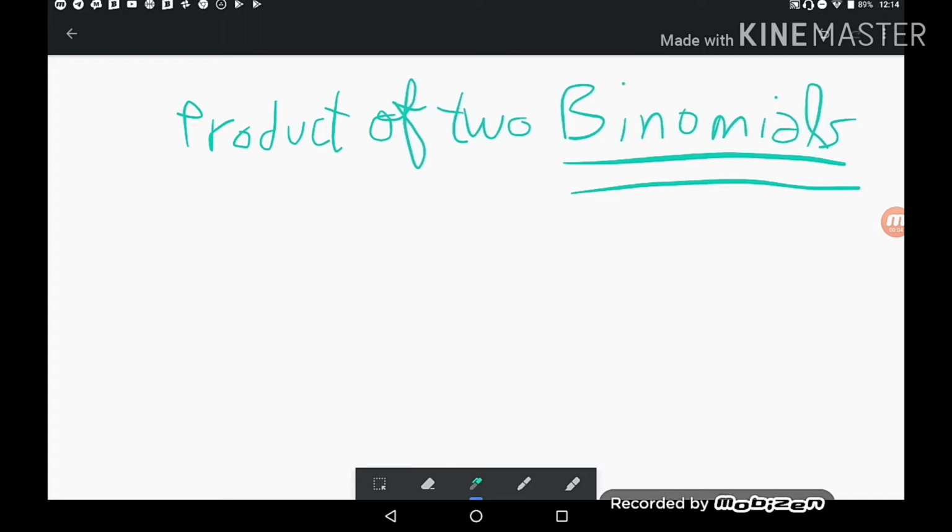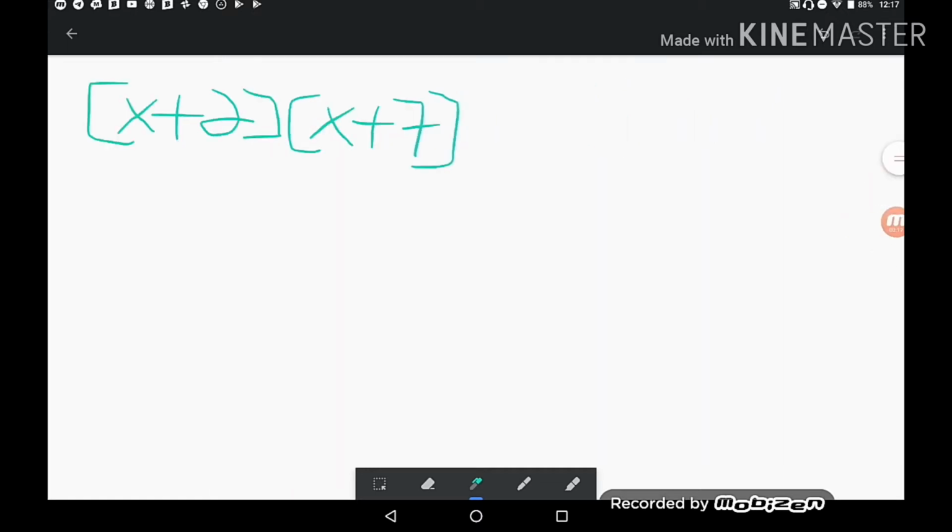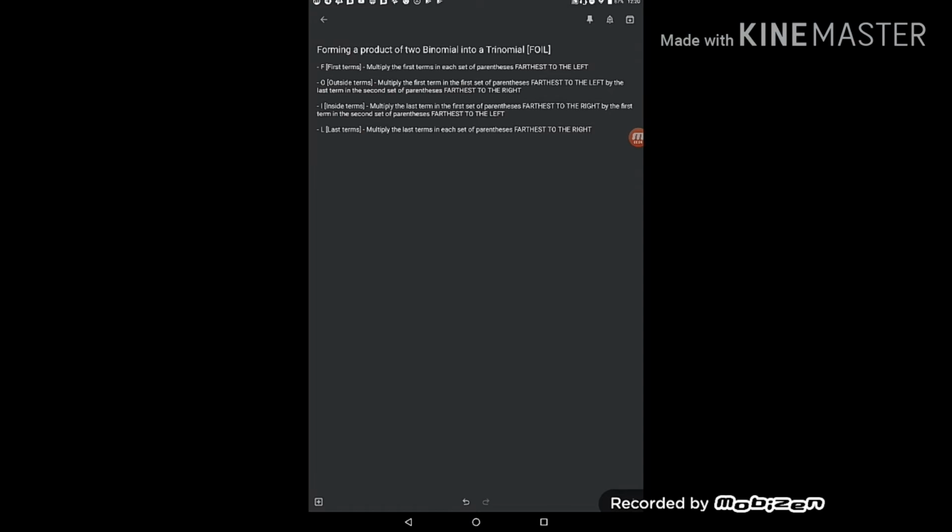Today in this video I will be showing you how to multiply a product of two binomials to form a quadratic equation trinomial. So here we have our first example, x plus 2 multiplied by x plus 7. Now the way this works is by a concept named FOIL. And as you can see, I broke it down into four acronyms.